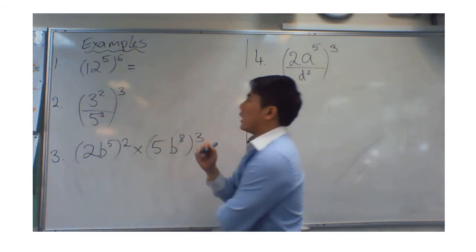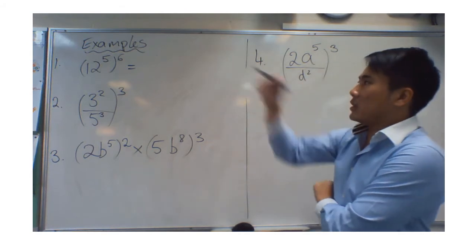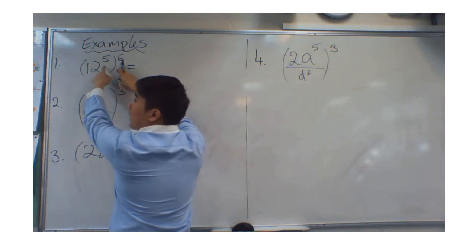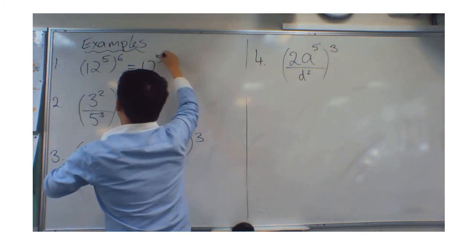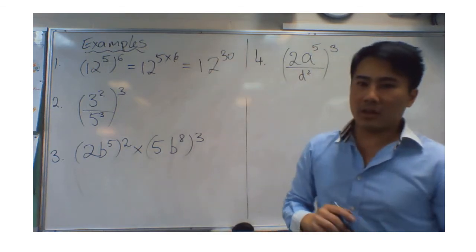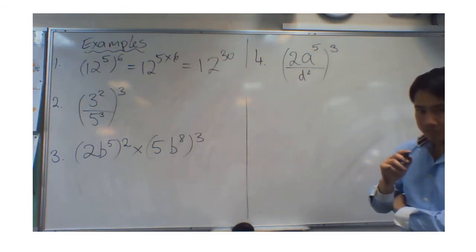Alright, so 12 to the power 5, and then you raise it to the power 6. In that case, we are going to multiply the powers together. 5 times 6, which is 12 to the power of 30. That's how we simplify these.